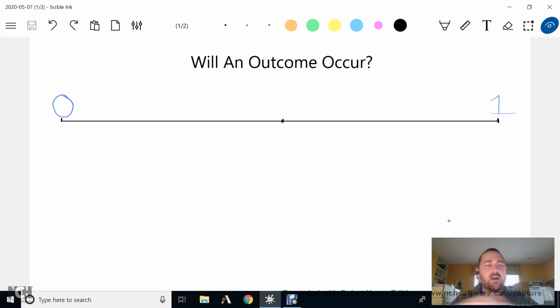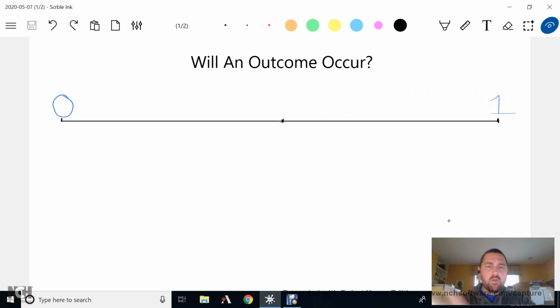So up here we have a number line, and it's a very simple number line. It starts with 0 on the left, and it goes to 1 on the right. And this number line represents all of the possible probability values of everything that could ever happen. So on the far left side, we have a probability of 0. Probability equals 0 means the thing is impossible to happen, right? And on the far right side, we have a probability of 1, and that means the thing is certain to happen.